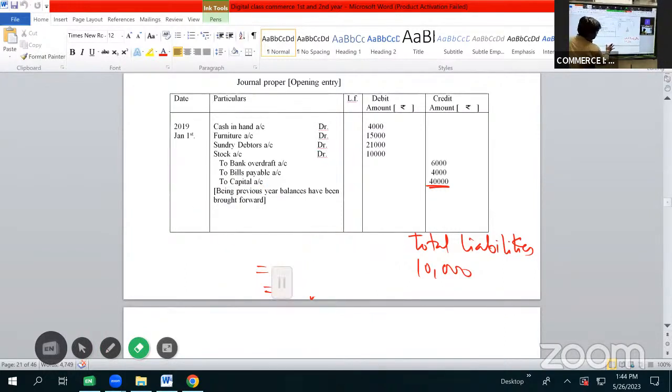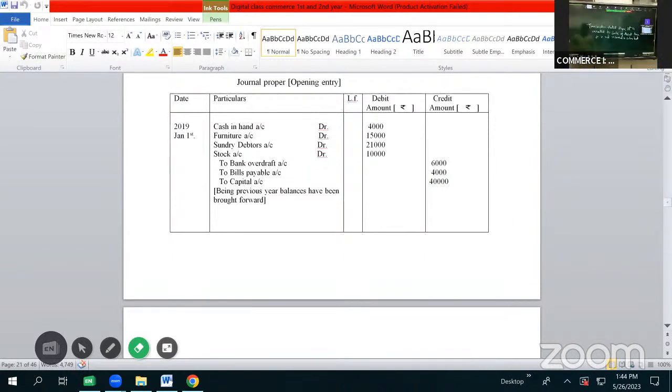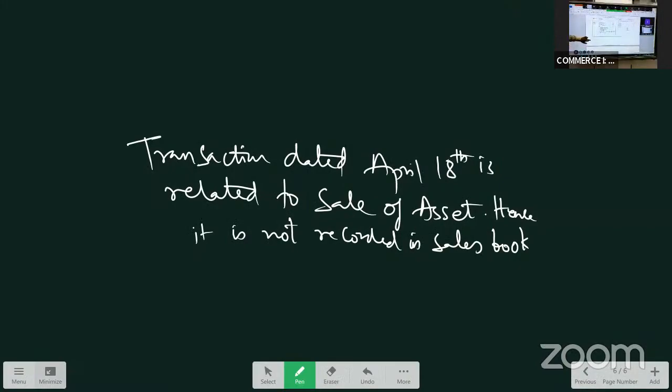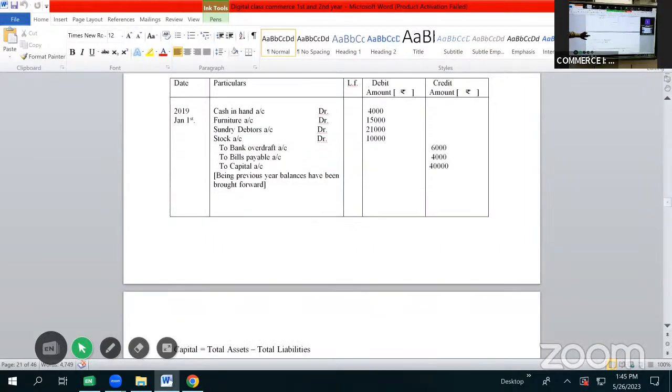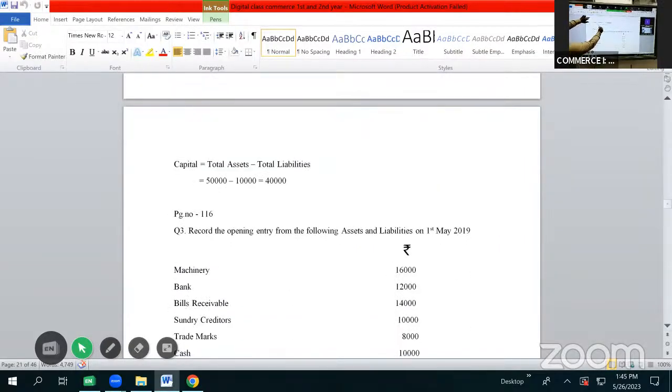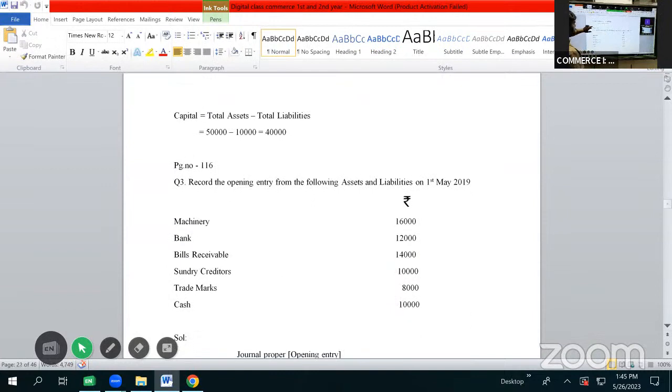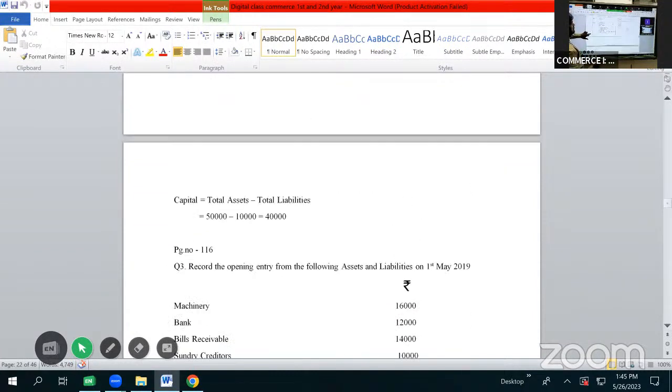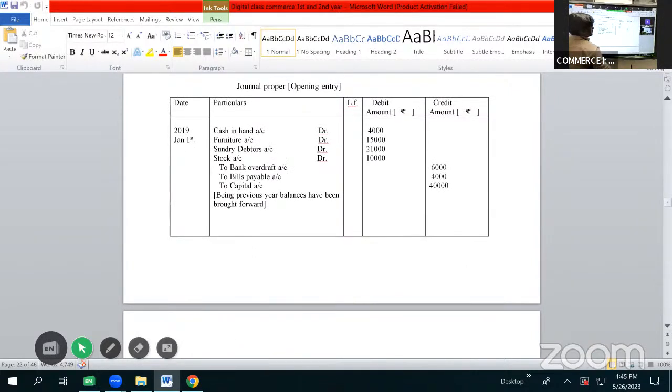So the weightage for this problem is 2 marks. A compulsory question will be asked for 2 marks. So we just need to remember those 5 names: sundry creditors, bills payable, bank loan, bank overdraft, outstanding expenses. Those 5 names fall under the category of liability and have a credit balance. So here is the formula capital equal to total assets minus total liabilities, which we applied there. 50 minus 10, we got 40,000, which was shown here as to capital 40,000.